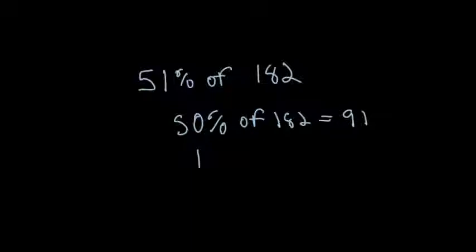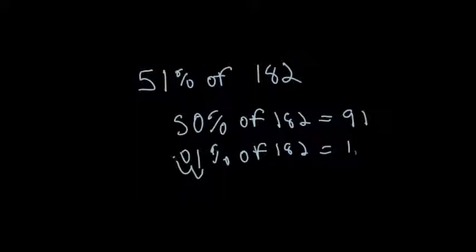And then I need to find 1% of 182. That's like saying, if I had a decimal, 1/100th. So I'm going to move that decimal 2 times. So that would be 1 82/100ths. Now to get my final answer, I just add those up. So 91 plus 1 would be 92 82/100. So 51% of 182 would be 92 82/100ths.